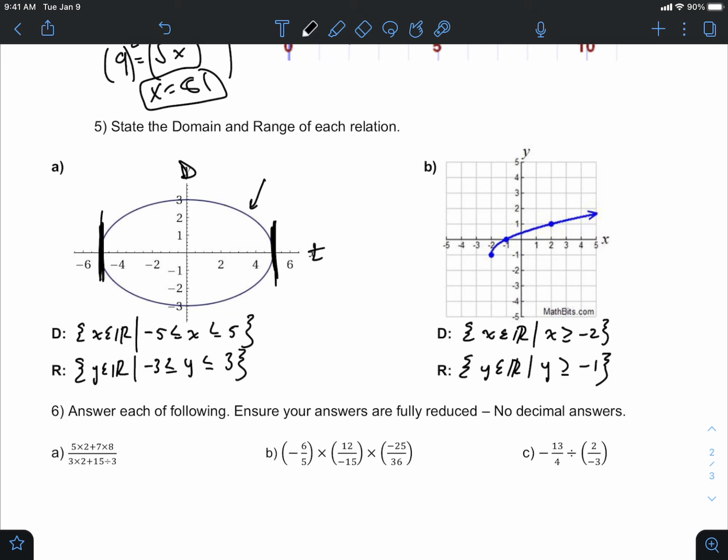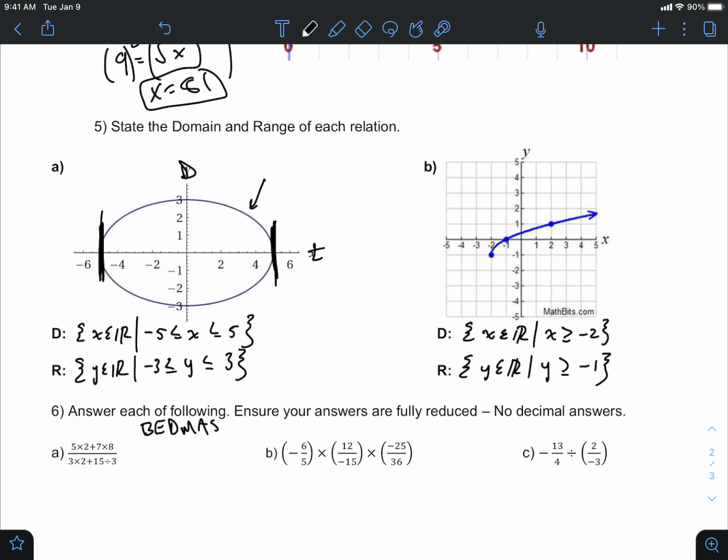Questions, comments, concerns? The last one is just to test your grade 9 fractional skills, dealing with fractions, maybe without calculators if you wanted to. Okay? So remember what we said with A. If you have the division, you treat the numerators as a separate entity from the denominator and follow BEDMAS accordingly, okay?